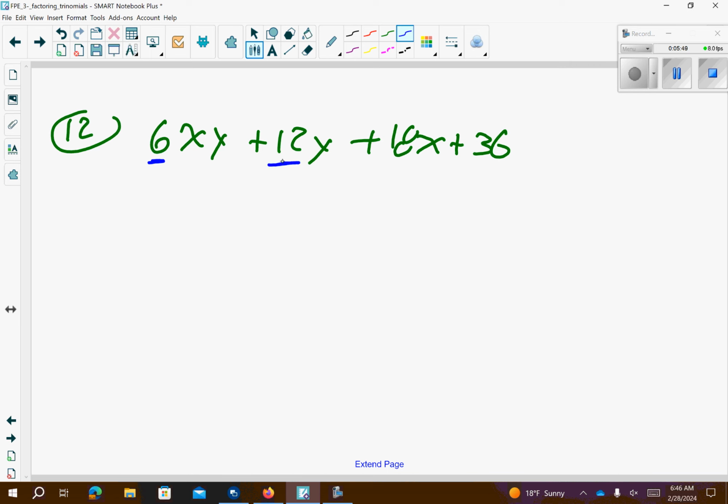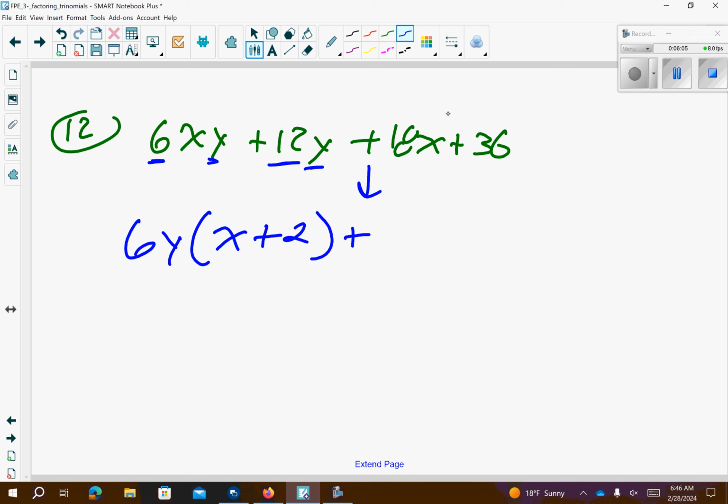I know 6 goes into 12, so I can factor 6 out front. I also have the y's. So I have 6y that comes out front. That leaves me an x here plus what times 6 gives me 12, and that would be 2. The middle sign comes down.